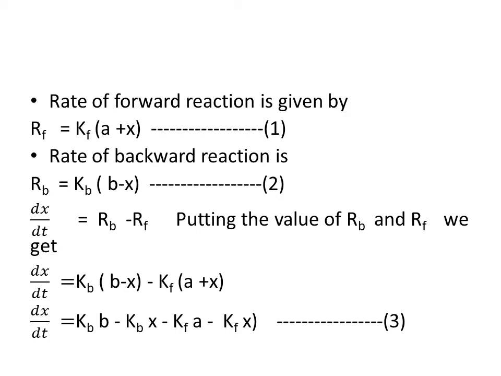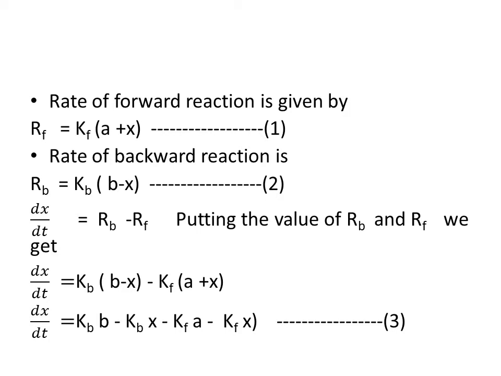Once again, the rate of forward reaction is given by Rf equal to Kf into the concentration of A, that is A plus x. This is equation number 1. Similarly, the rate of backward reaction is Rb, that is equal to Kb into the concentration of B, that is B minus x.